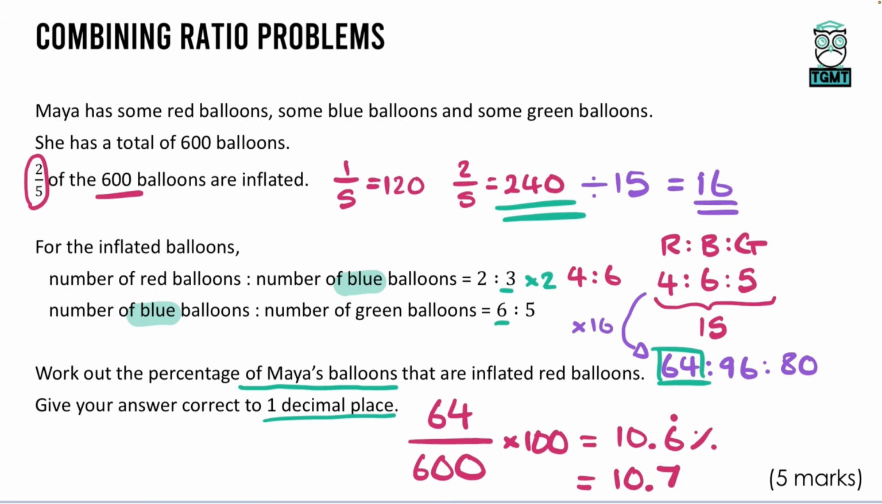So 10.7%, and that would be our final answer. There are 10.7% of Maya's balloons which are red inflated balloons. So there we go, working through that question step by step. We had fractions, we had ratios, and we had some percentages there at the end.